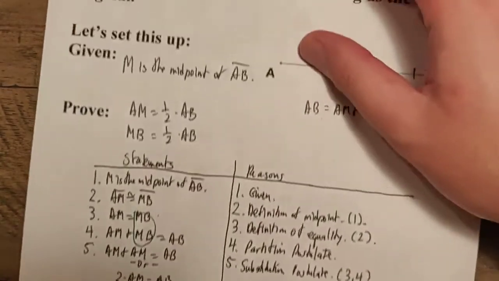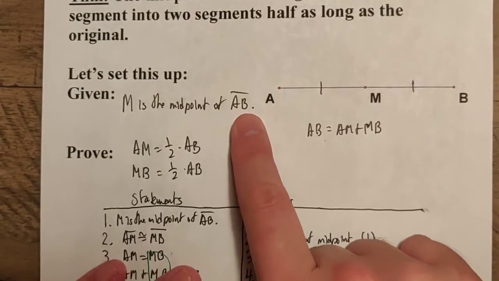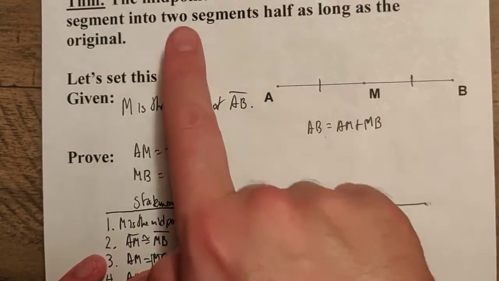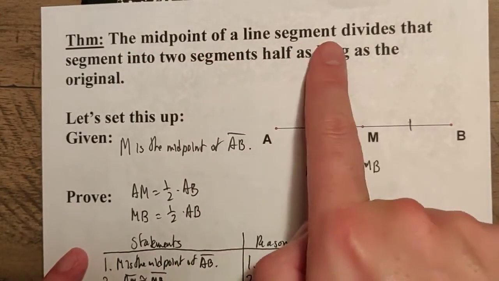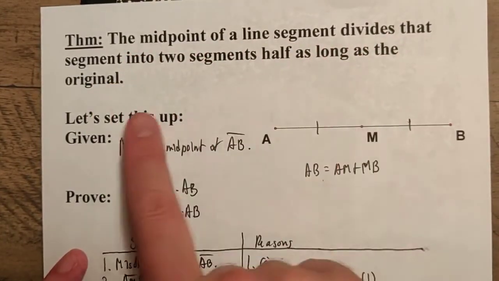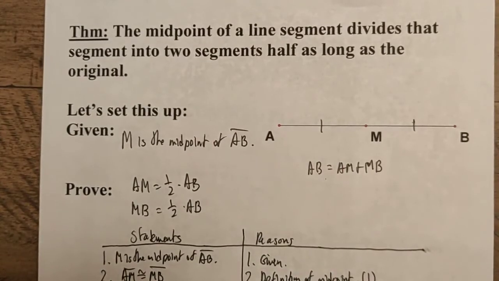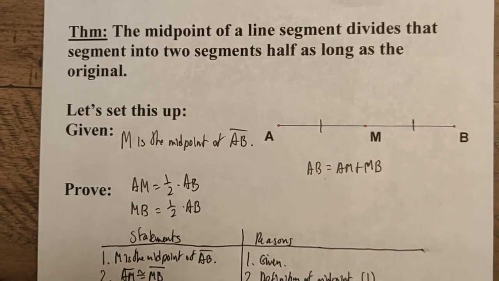If we are given the fact that M is the midpoint of AB as a given, I can now state as a statement here that AM is half of AB because of this theorem. The midpoint of a line segment divides that segment into 2 segments half as long as the original. So now you can think this is a new sort of law here. It's a quasi-law in a way. It's something that we now know is true, so we can invoke that as a reason.